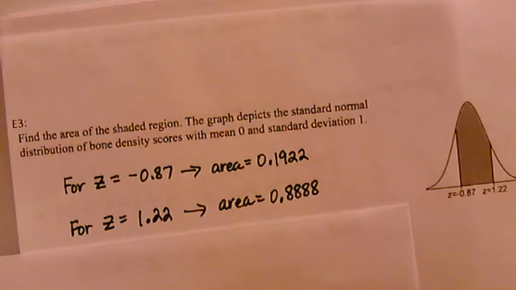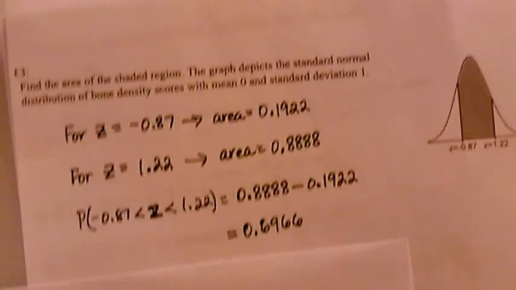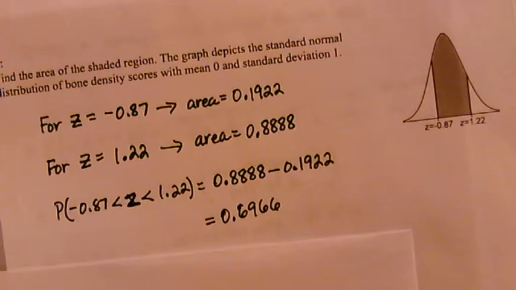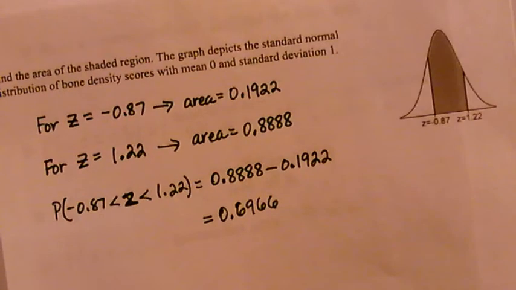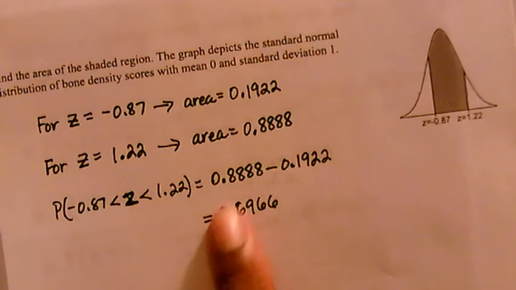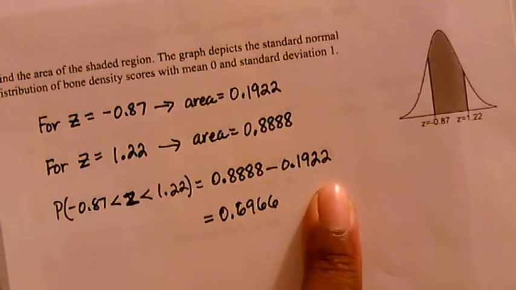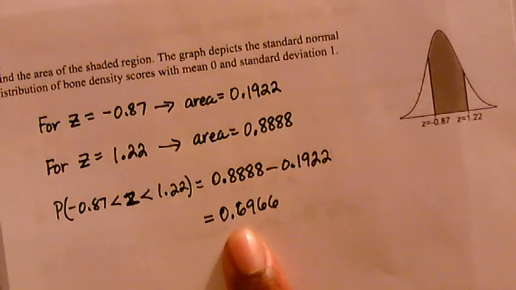Okay. Since we want the area in between, we need to subtract. So in this case here, the probability that your z-score is between negative 0.87 and positive 1.22, we subtract 0.8888 minus 0.1922. And that will end up being 0.6966.